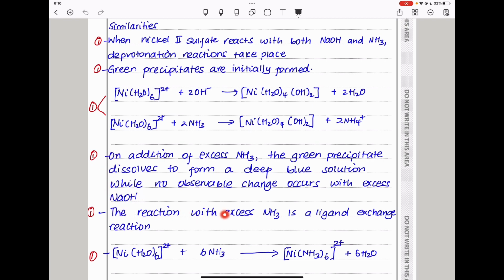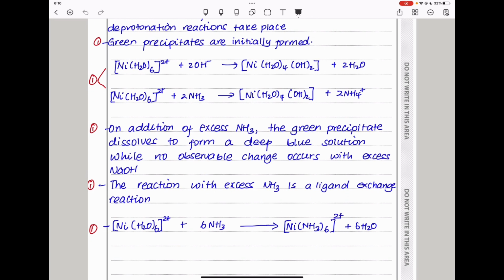Also, the reaction with excess ammonia is a ligand exchange reaction, as we can see here. In that case, if you added the excess ammonia to the hexaquanickel-2 plus, all the water ligands are going to be substituted by ammonia ligands, as you can see here in the product. So all the ligands are going to be ammonia, and water ligands are going to be observed on the other side.